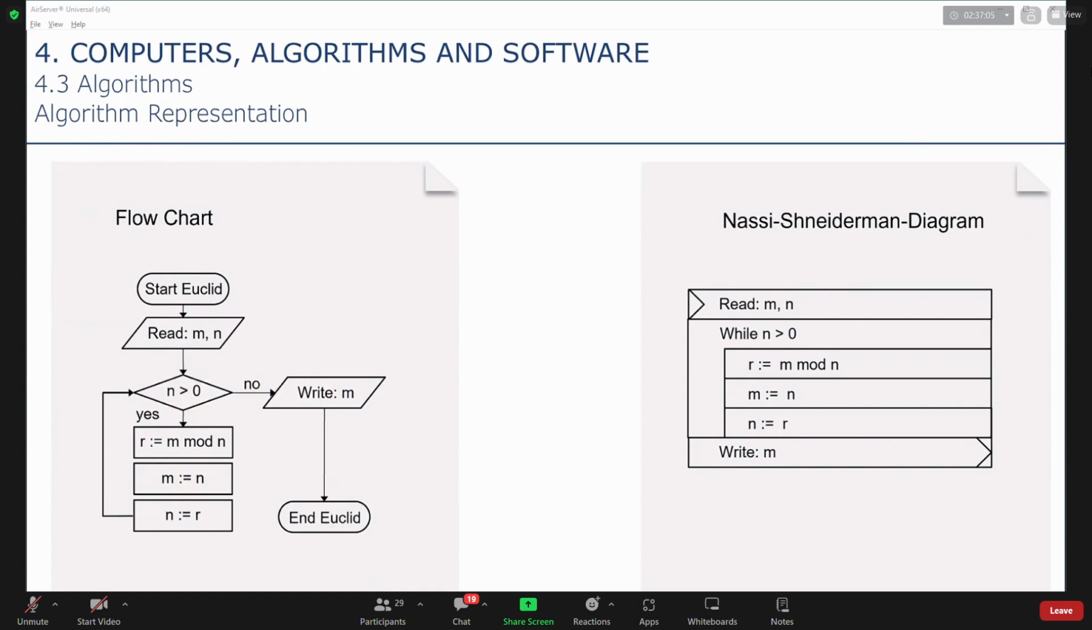Another way of representing that is the so-called Nassi-Shneiderman diagram, and you see that's already looking like some written code. So you have some tabs used somehow, you're reading, then you have here the while loop, which is repeated as long as n is larger than m. And you have the commands like you have them here in the flowchart as well.